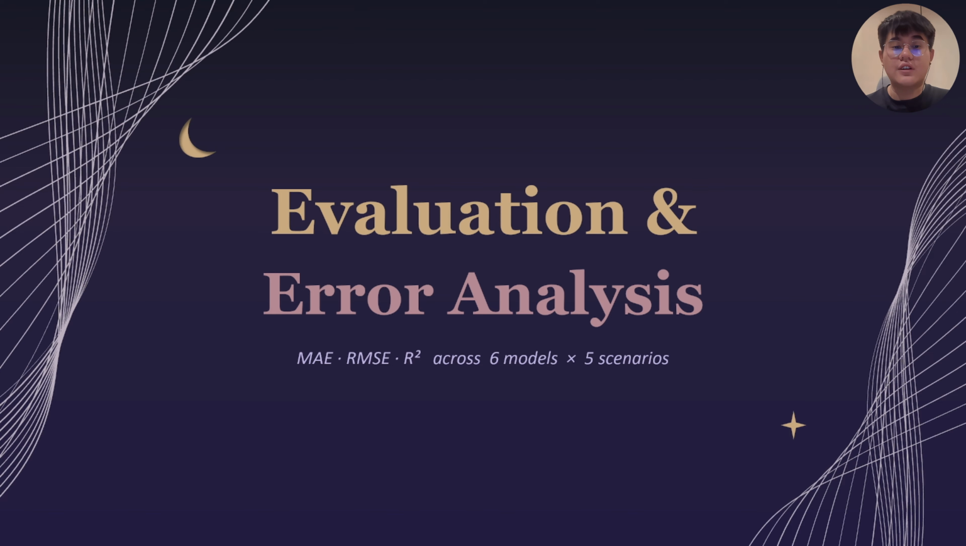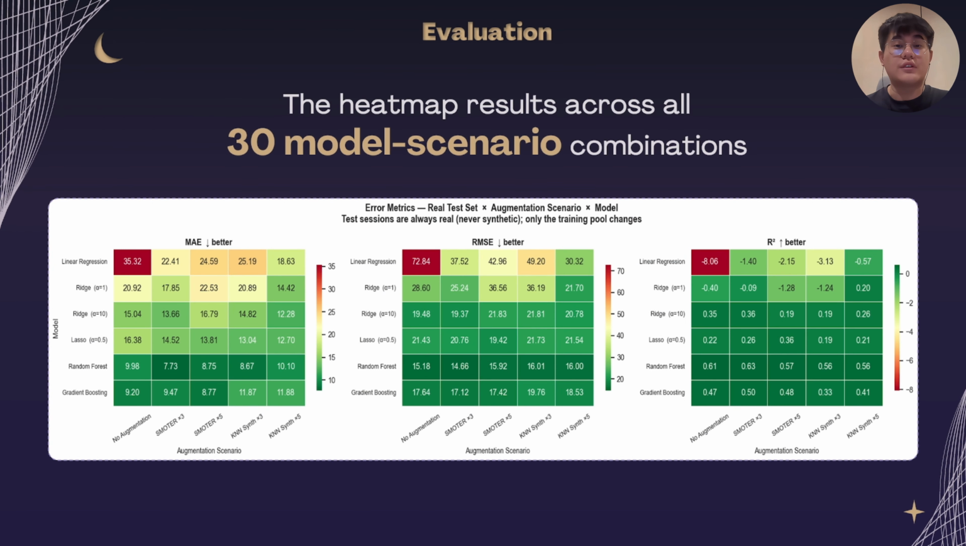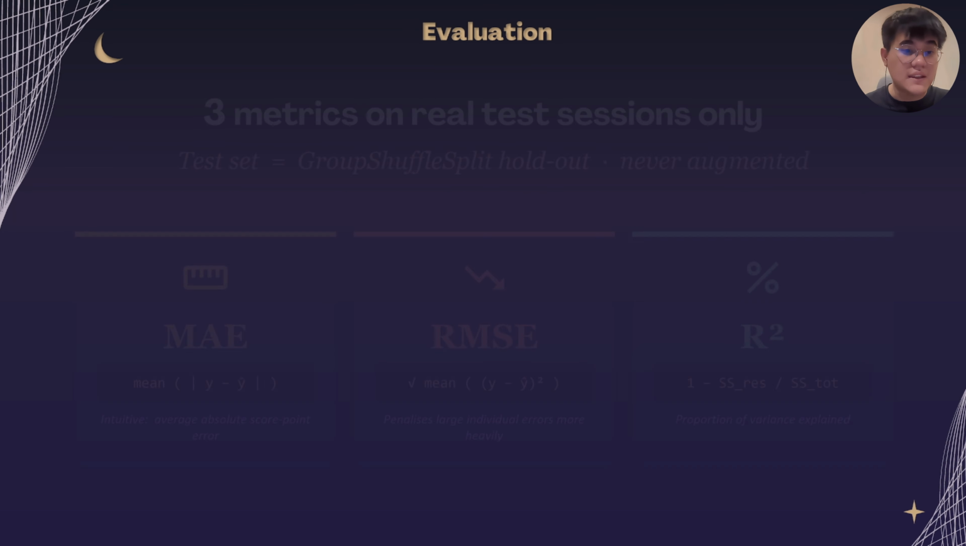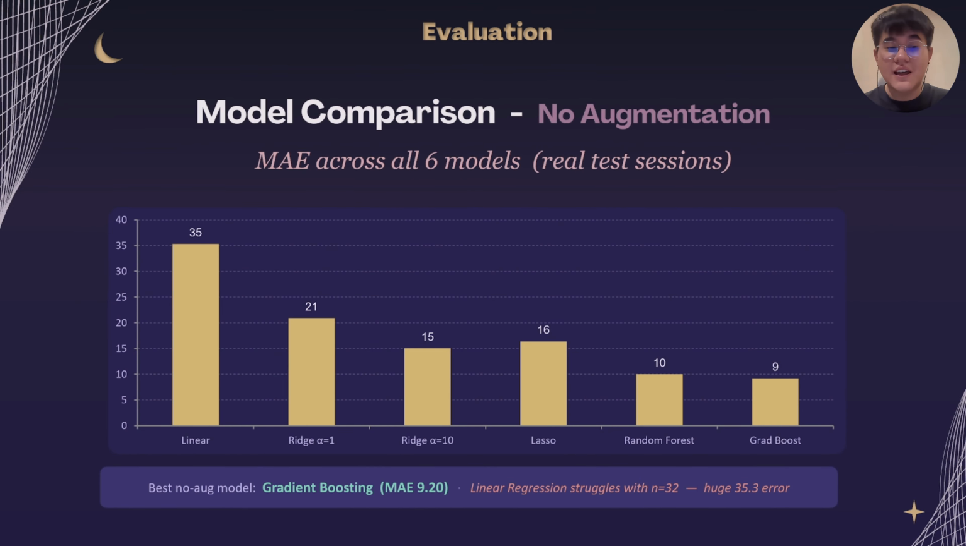Here are the results across all 30 model-scenario combinations, evaluated on real test sessions only. We use MAE for intuitive point error, RMSE for penalizing large errors, and R-square for explained variance. Without augmentation, gradient boosting reaches MAE 9.2, random forest 9.1. Linear regression without augmentation reaches MAE 35, which is too high to be useful.